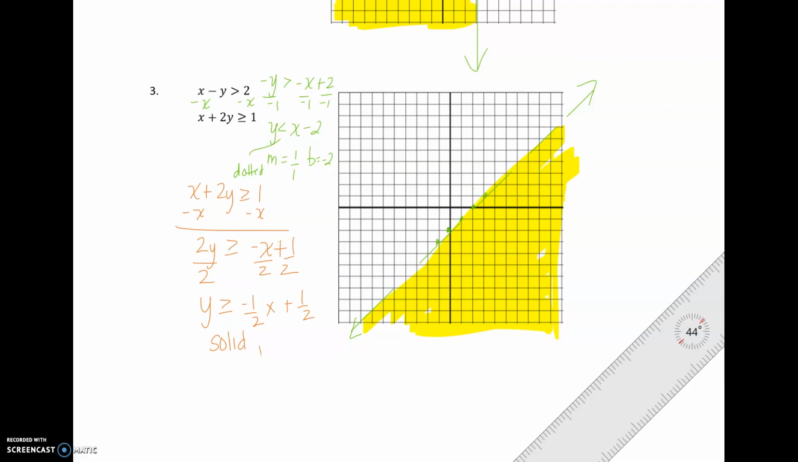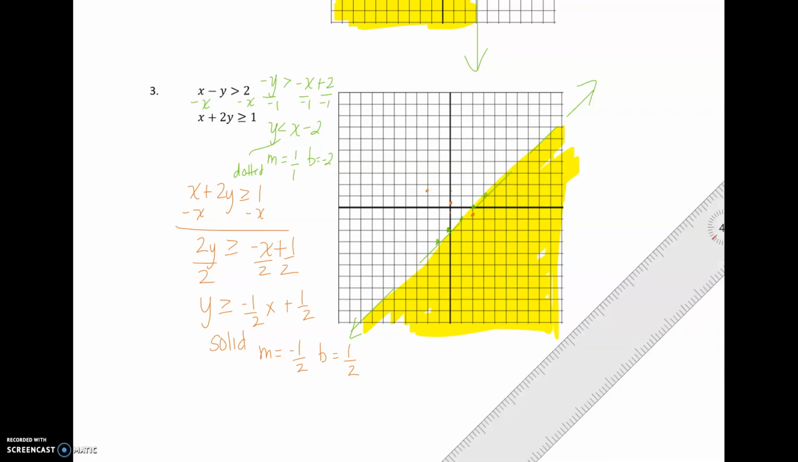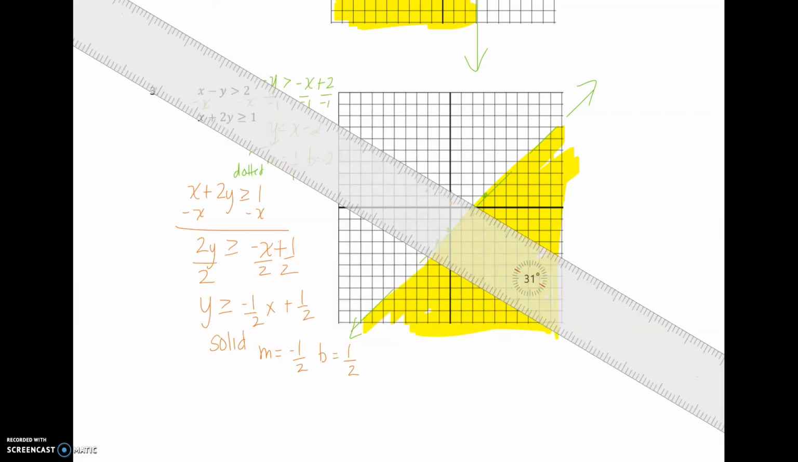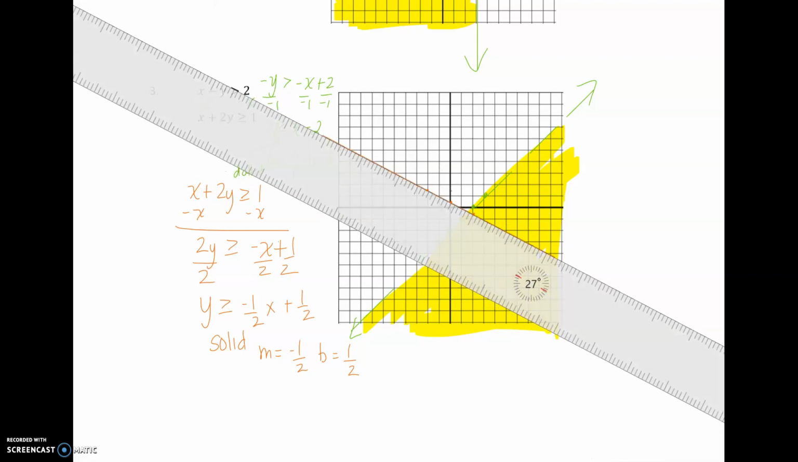So if we look at our m, our slope is negative 1/2, and our intercept is 1/2. So we start at the origin and we go up just halfway. And then from there, we're going over 2. We can go down and over 2. And this is a solid line when we do this. I'm sorry, we don't want to go up. We want to go down 1 and right 2. We want to go up 1 and left 2. That would be important.